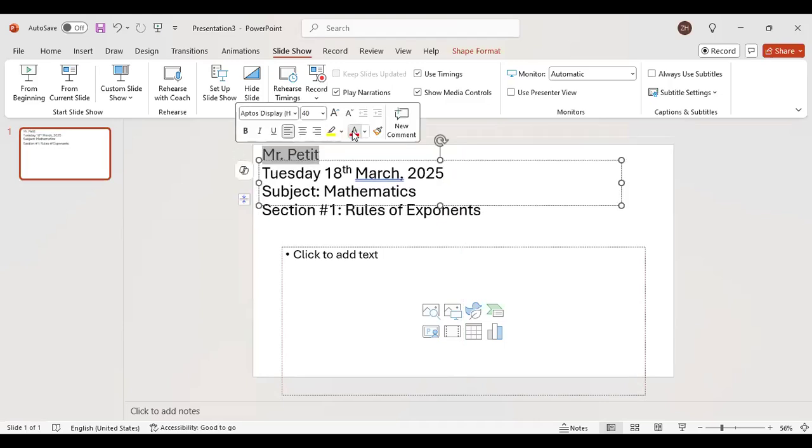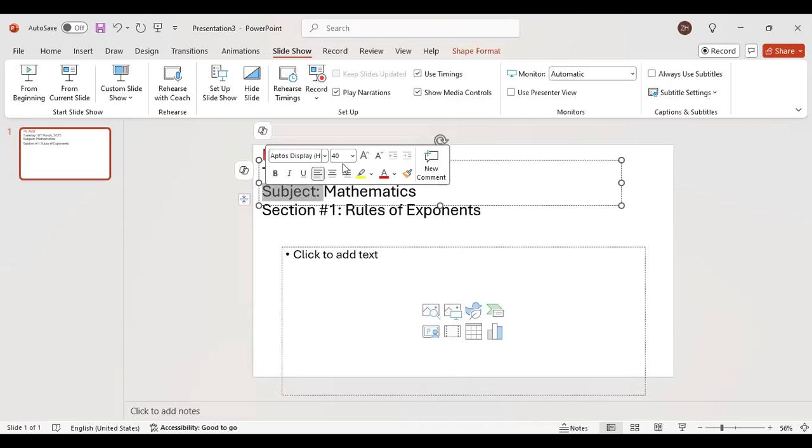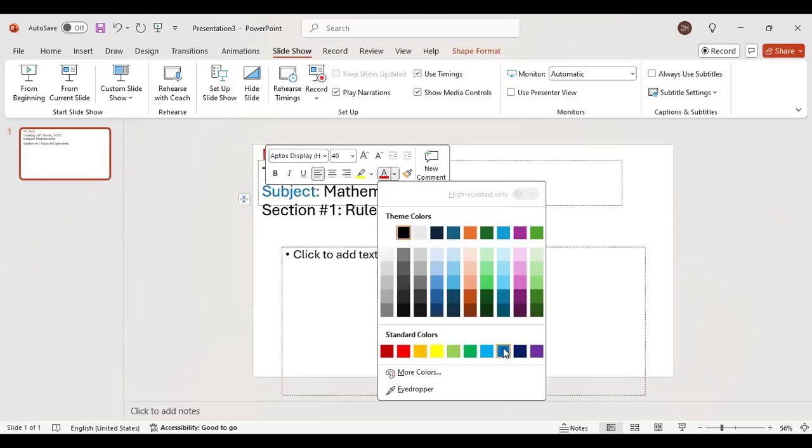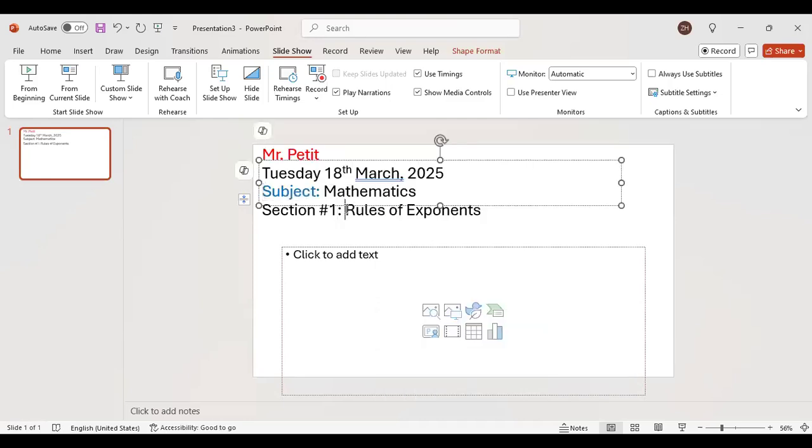Okay, let's highlight those. Make sure you are writing in your book so that when it's time for you to send in your notes, you will be able to do that. Make sure you do that for me, please.